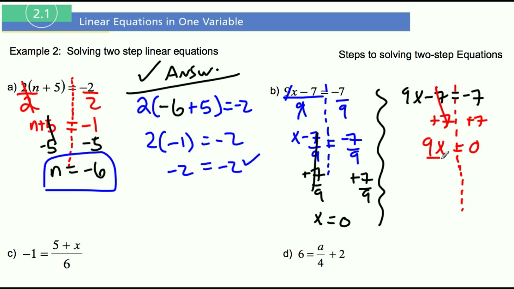The opposite of multiplying by 9 is dividing by 9. So x equals 0. You'll get the same answer. One involves more fractions or one involves no fractions. So really there's not a particular preference. We're going to get the same answer, but if you don't want to do fractions, you want to kind of look ahead and say, okay, I'm just going to add and subtract first, and then I'm going to divide this guy.